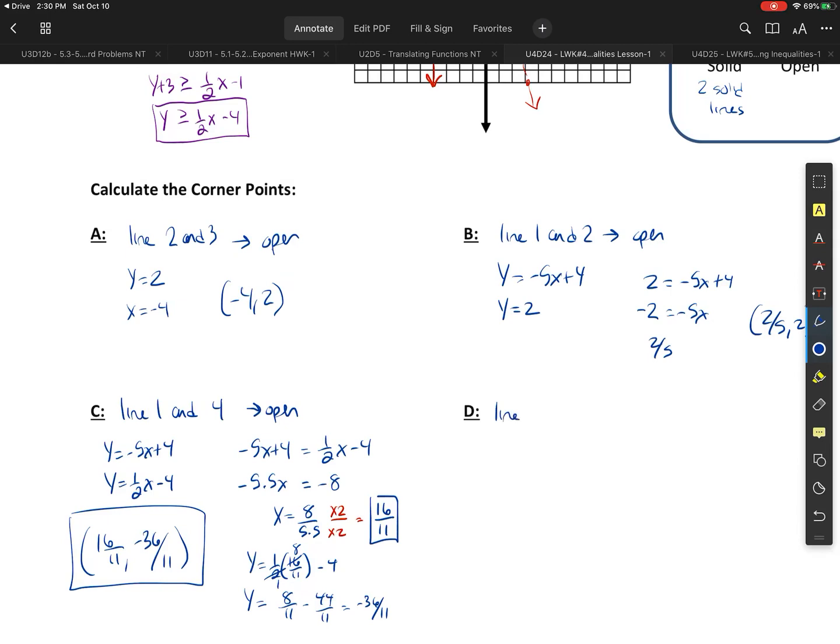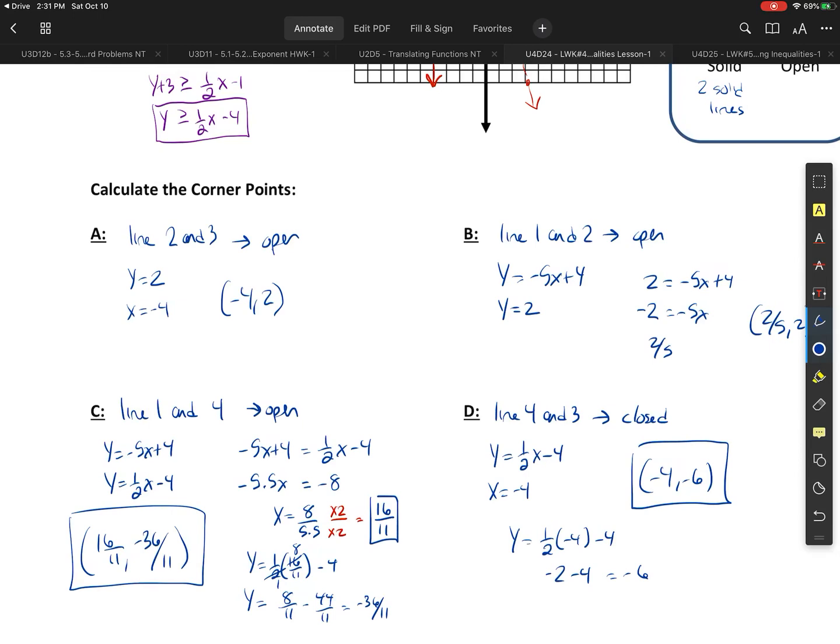For the last one, for D, we have line 4 and 3. And this is a closed corner. Line 4, y equals 1/2 x minus 4. Line 3, x equals negative 4. y equals 1/2 times negative 4 minus 4. Negative 2 minus 4 equals negative 6. My corner is negative 4, negative 6. Alright, so again, understand at this moment, these corner points have no meaning. They're just where these lines cross. As we work towards the end of the unit, we'll make more sense of it.